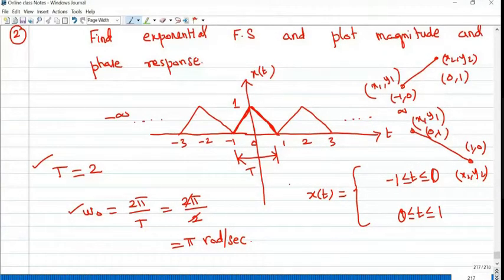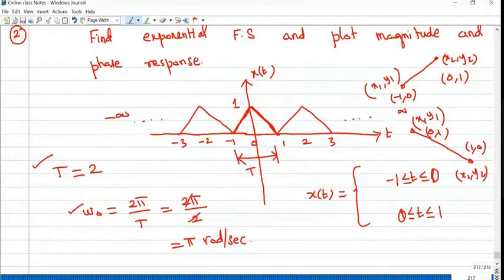We will continue the previous class problem. Find the exponential Fourier series for the given continuous time periodic signal. The fundamental time period of the signal is 2, and omega equals 2 pi by T, which is pi radian per second. So in the next step, we have to write the expression for this signal x of t.